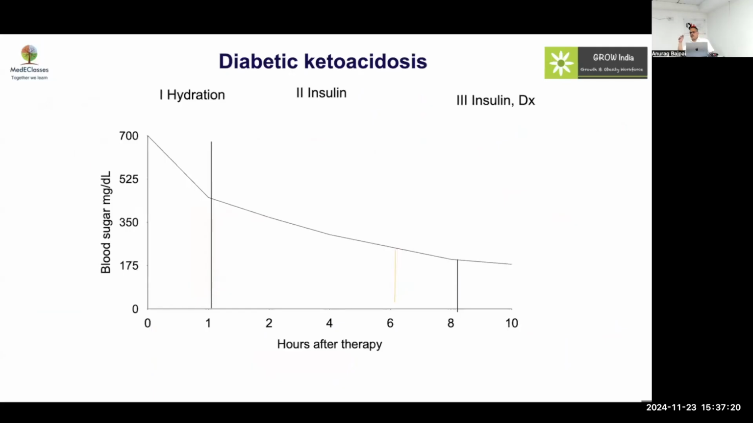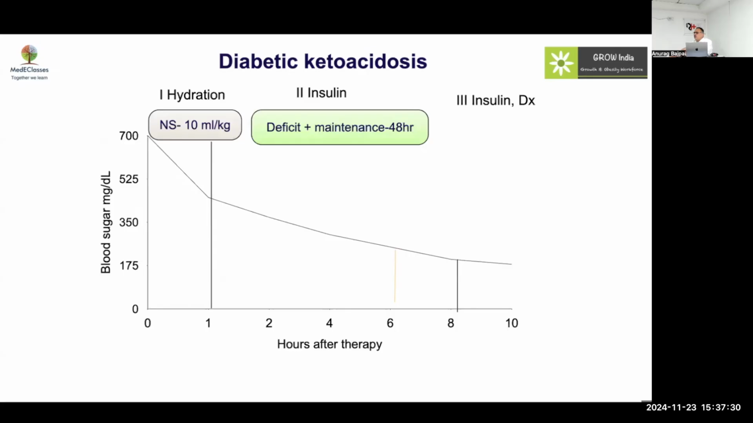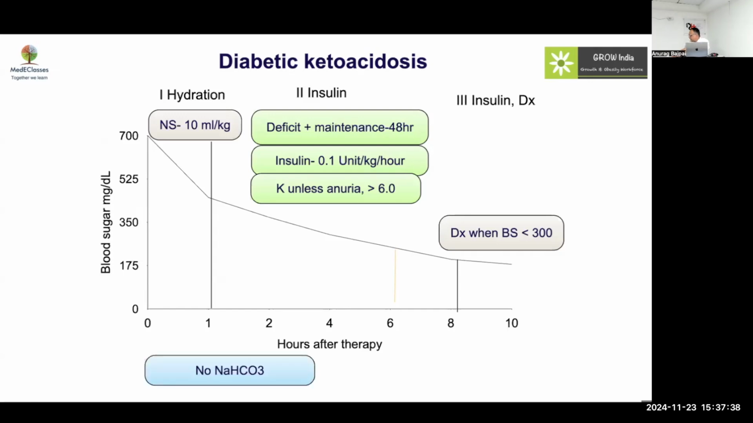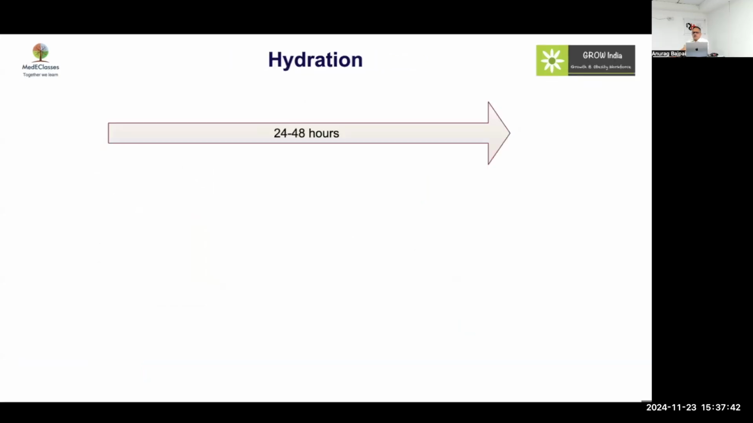There is a phase-wise management of DKA, and ISPAD has laid down wonderful guidelines, which all of us should follow, in which we have the first phase in which we just give fluid, the second phase in which we give the fluid over 48 hours and add insulin, and finally, we add dextrose when the blood sugar becomes less than 300. Soda bicarbonate should be avoided, and beware of cerebral edema is something which is important.